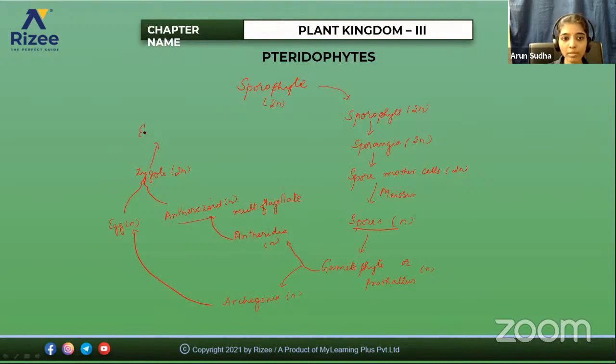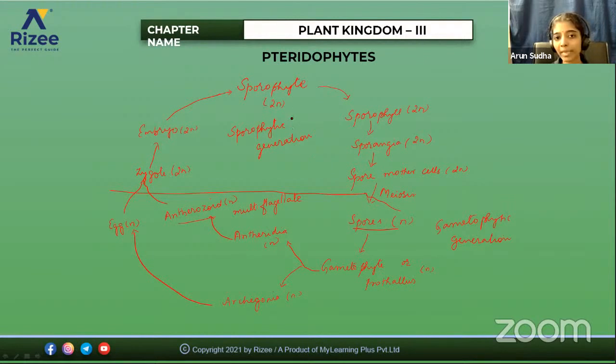Then zygote forms embryo. Then it develops into a sporophytic plant body. So here N, that is from spore, and here to the gametes. So this is the gametophytic generation. So here down it is gametophytic generation. And here it is sporophytic generation. So I hope you are clear with this.